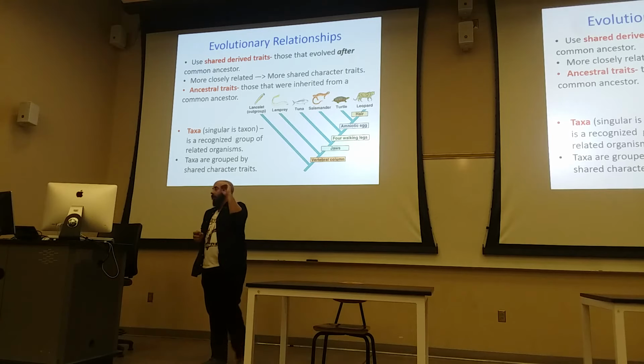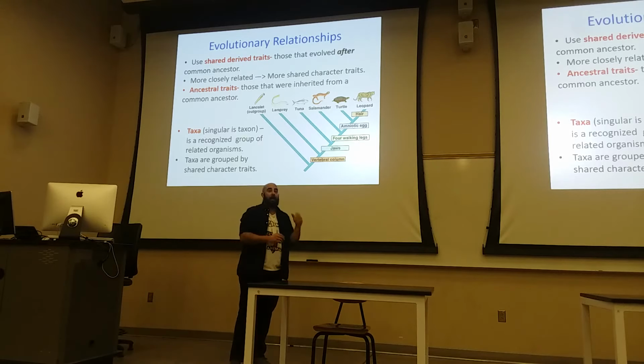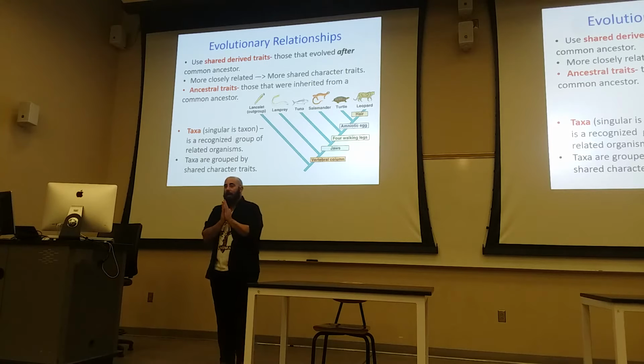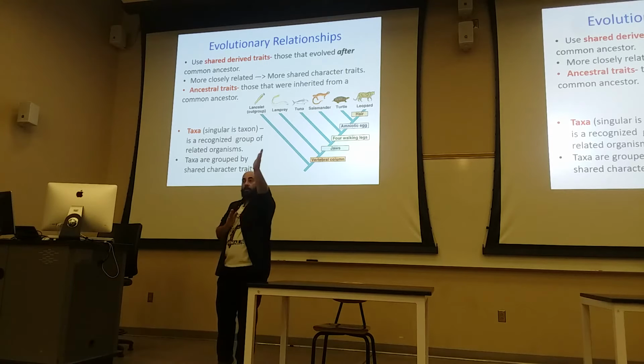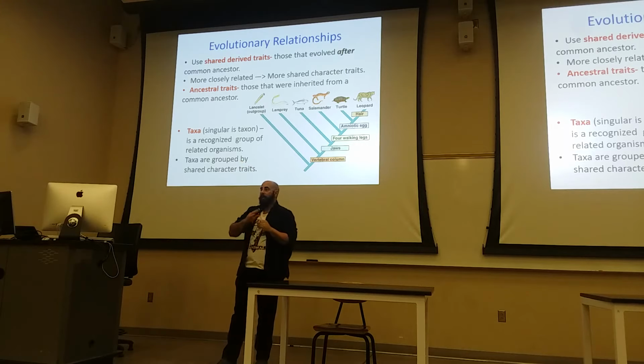Okay, so look at that node. What would be an ancestral trait? Good, the amniotic egg. And why is that? It's because you see that the amniotic egg went through the turtle lineage, so that means it's present in the turtles, and it went down the lineage to the leopards. So it's present in both lineages. Any questions about that? Okay.